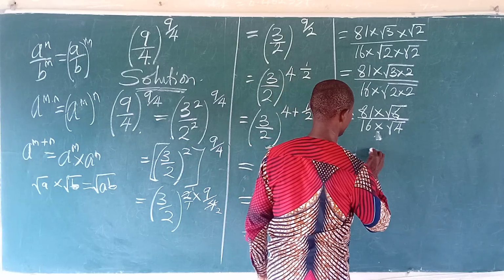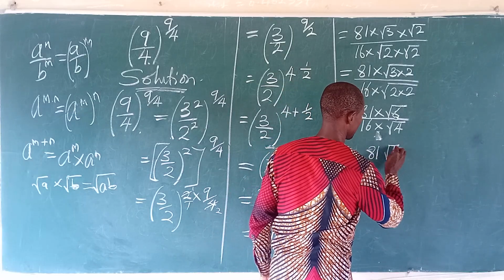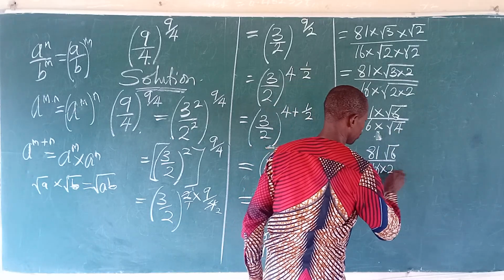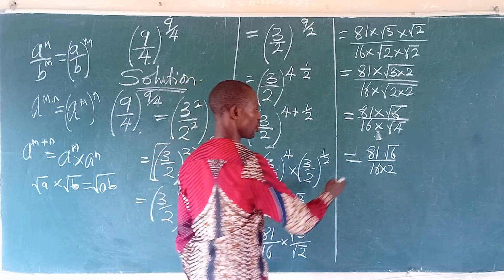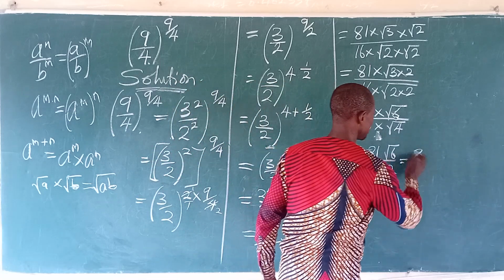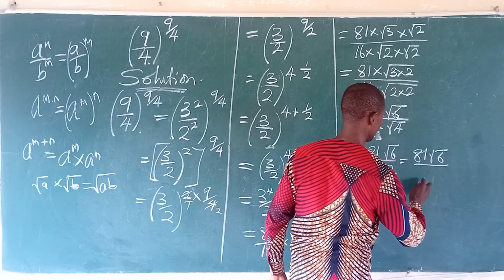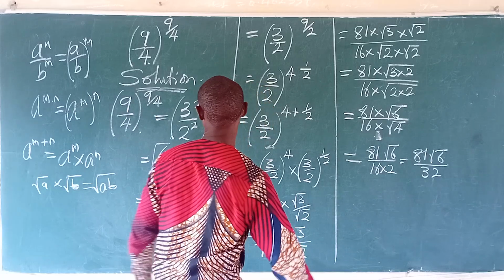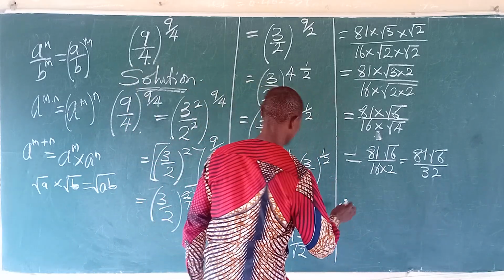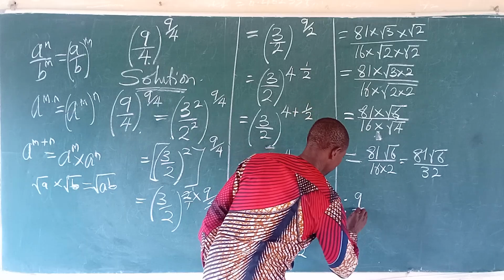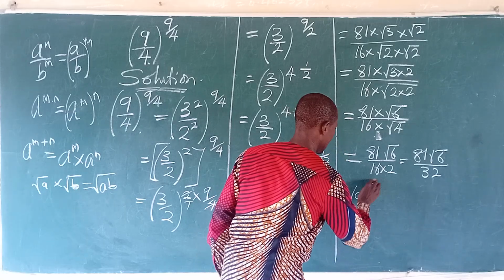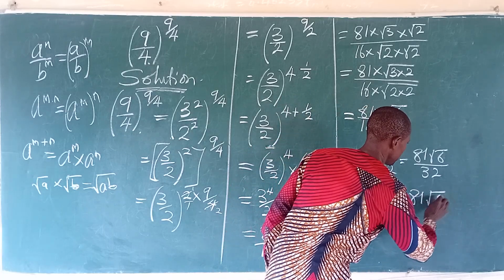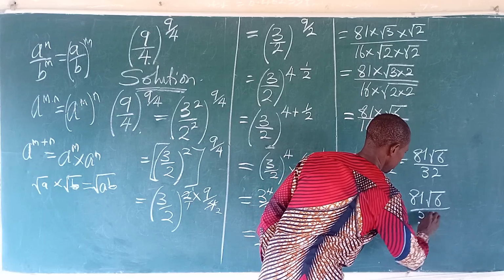And so this is going to give us 81 root 6 all over, this is a perfect square, so we're going to have 16 times 2. The square root of 4 is 2. And so we're going to end up having 81 root 6 all over 16 times 2, which will give us 32. So we can therefore conclude that (9/4) all raised to the power of 9/4 is equal to 81 root 6 all over 32.